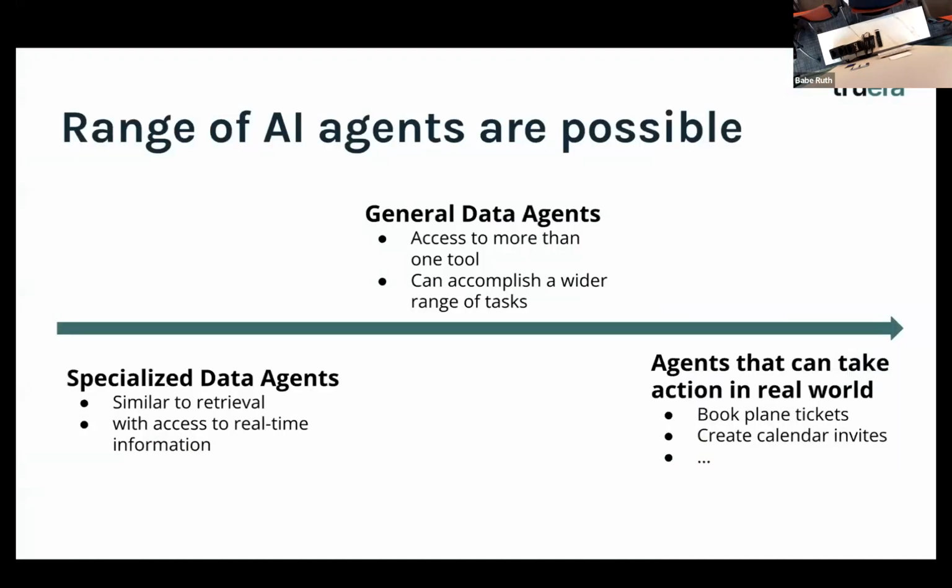So there's a range of AI agents that are possible. On one end, we have specialized AI agents. And these are similar to your RAG style apps that Eugen went over, except they have access to real-time information. So maybe they go out to an API and fetch information from there. Moving on to general data agents, these have access to more than one tool, and we can accomplish a wider range of tasks with these style agents. And then last, we have agents that can take action in the real world. These agents can book plane tickets, create calendar invites, and more.